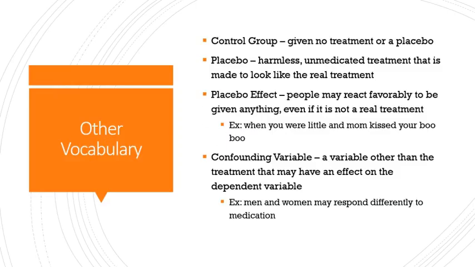All right, some other vocab that we need to know. A control group is a group that is given no treatment or a placebo treatment. So in our corn example, that would be all of the plots that got no fertilizer. So a control group gives us a baseline to compare things to.